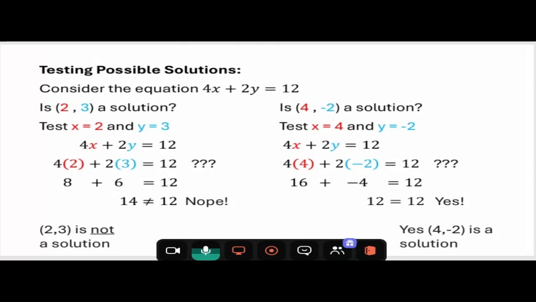When x is 4 and y is negative 2, it does make this equation into a true statement. 12 equals 12 in this case. Therefore, the point 4, -2 is on the picture we draw, the line we draw, showing all of the answers to this equation.